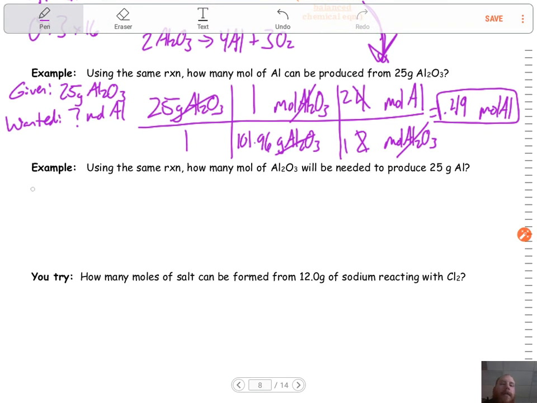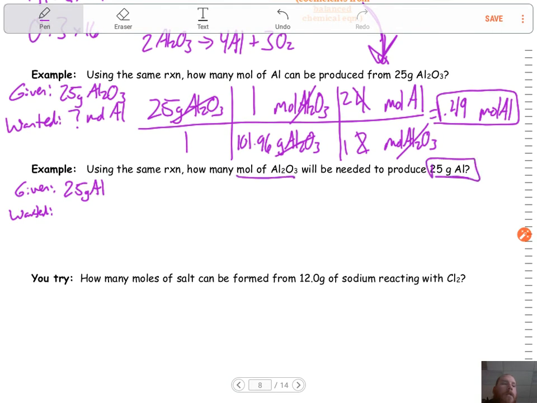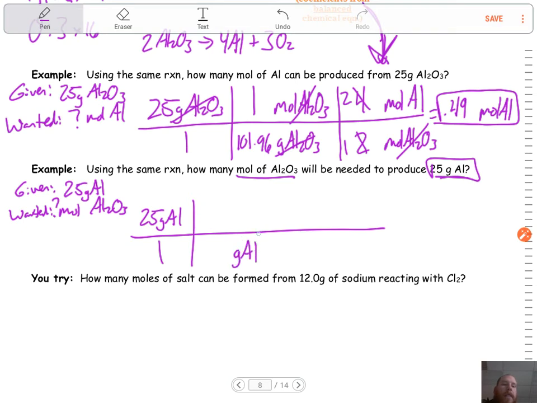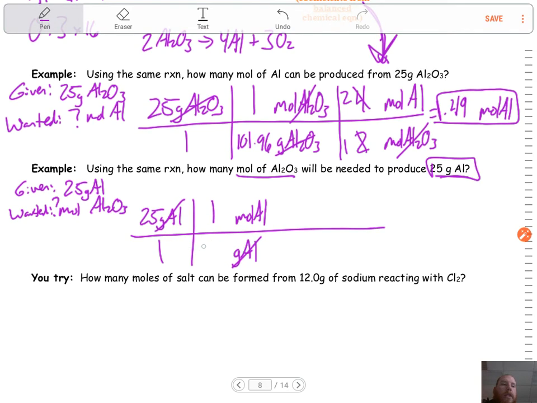Let's do one more example like this together. My given, I had 25 grams of aluminum to start. I'm trying to figure out moles of aluminum oxide. Okay, same thing. Start with your given, 25 grams of aluminum. I'm going to set it up. 1 below my first one. Grams of aluminum on the bottom here so they cancel out. Moles of aluminum then on the top. Bam. 1 mole. How many grams of aluminum? Well, when we look up the molar mass of aluminum, it is 26.98 grams.